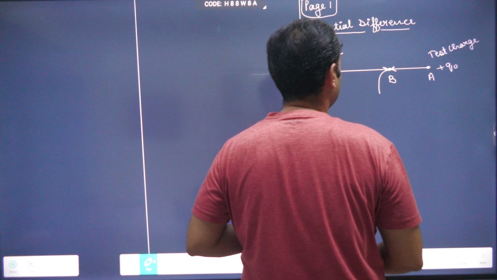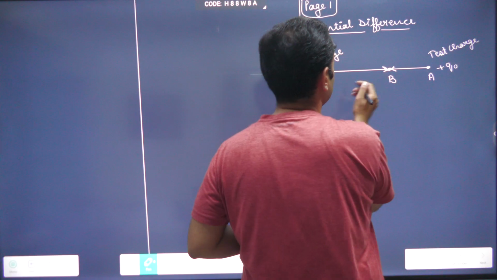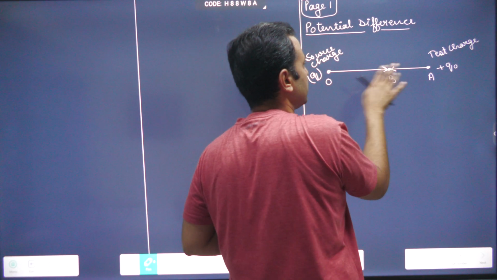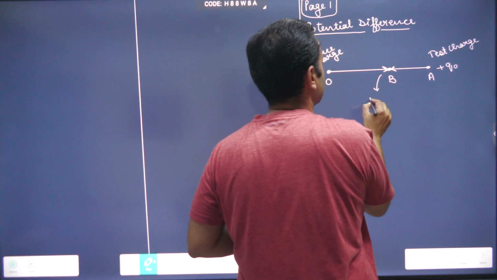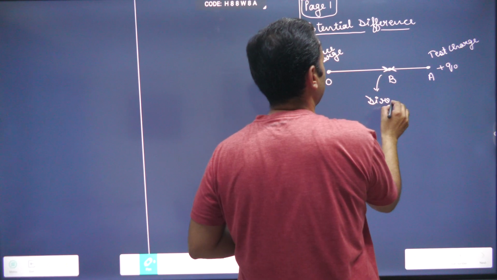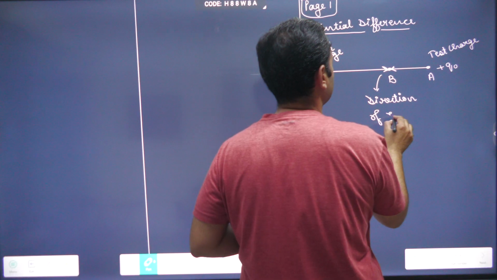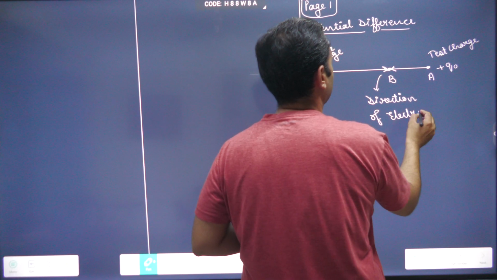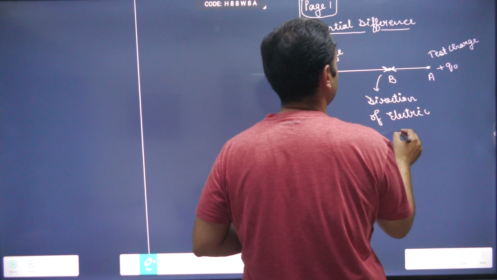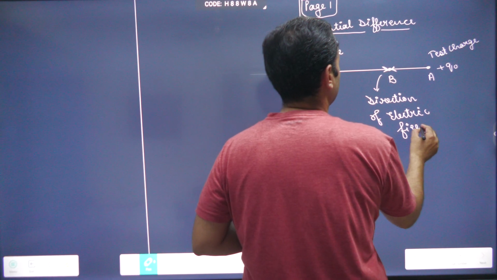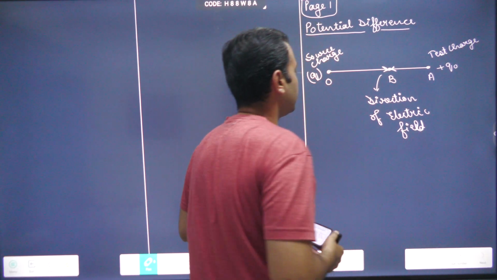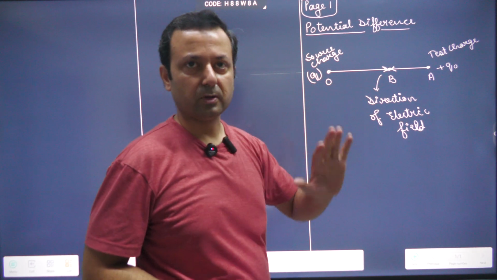It will be away from the positive charge. So this is the direction of electric field. I have studied it in chapter number 1, that the direction of electric field is always away from a positive charge.